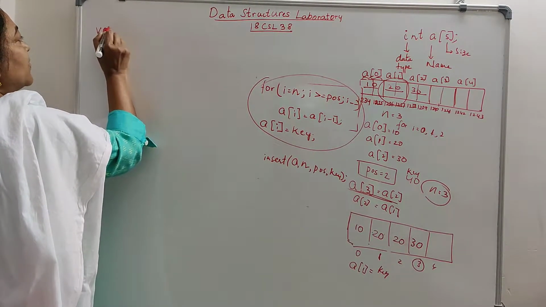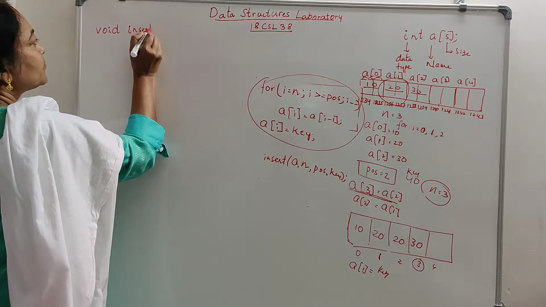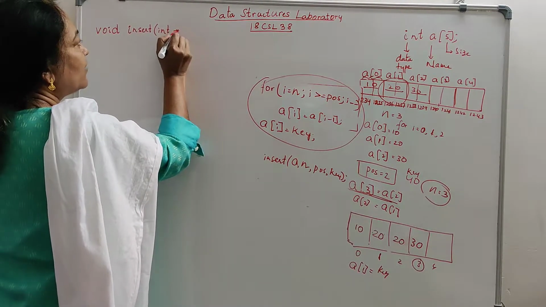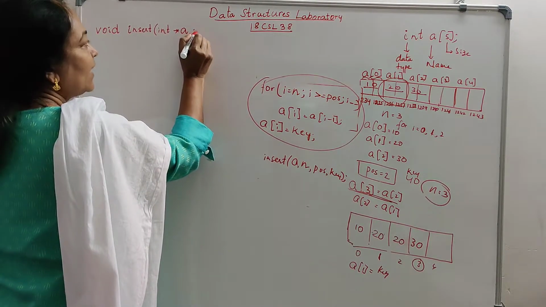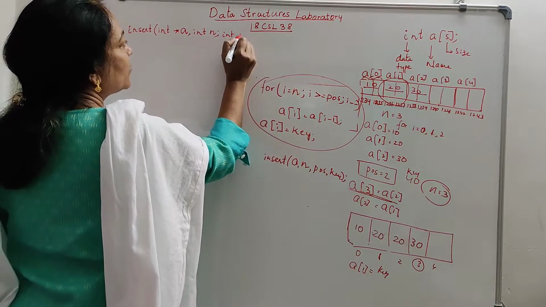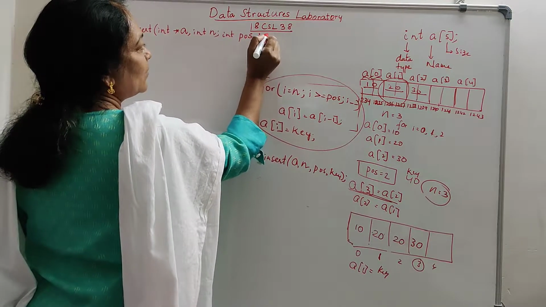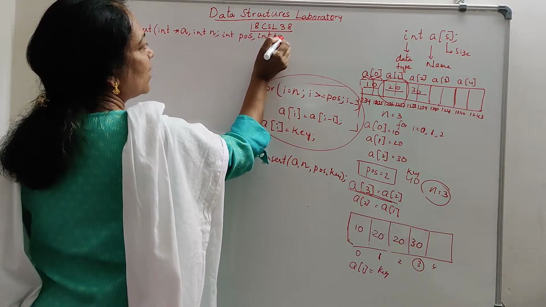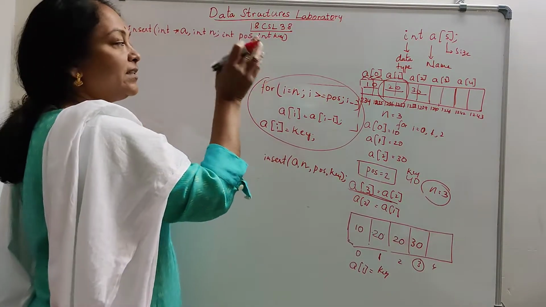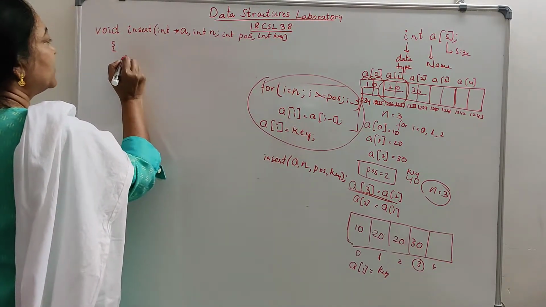So I will write the function definition now: void, and the name of the function is insert. It is going to accept the base address, so you need a pointer variable int A, and int n, the number of elements, and int position, where you are going to store the key element, and the key element itself. I am going to ask the user to enter the position and the key value in the main function itself. Because we are going to use a for loop, you need an index variable.